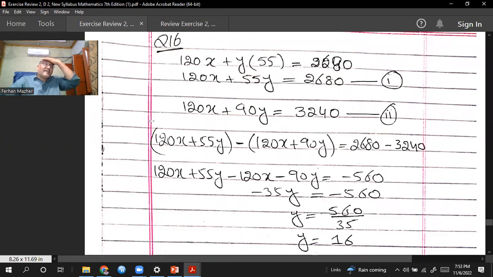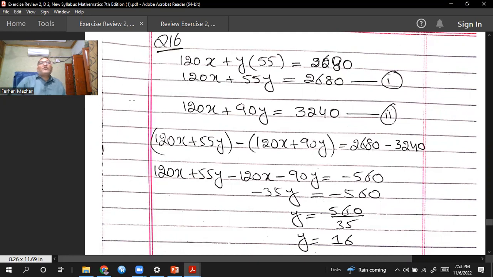Then the second call was 120X plus 90Y equals 3240. This was in dollars, $32.40, but here I have written it in cents. The reason is X and Y are in cents. So 120X plus 90Y equals 3,240. So that is my second equation.